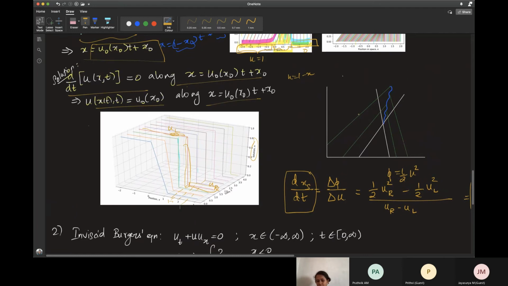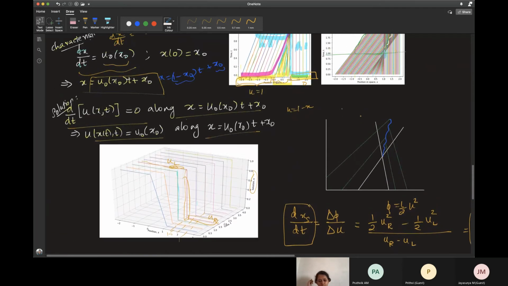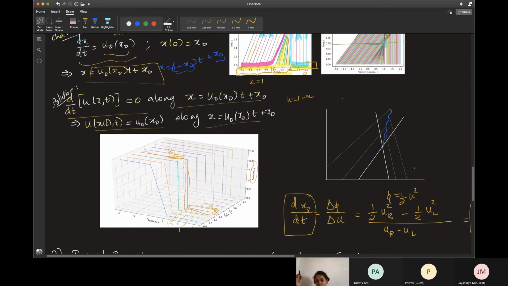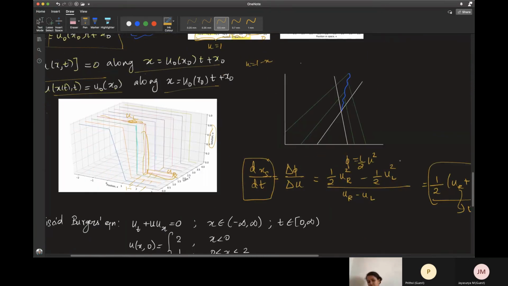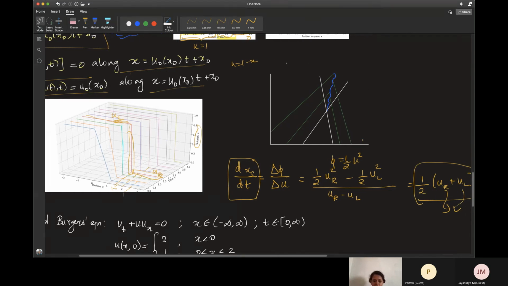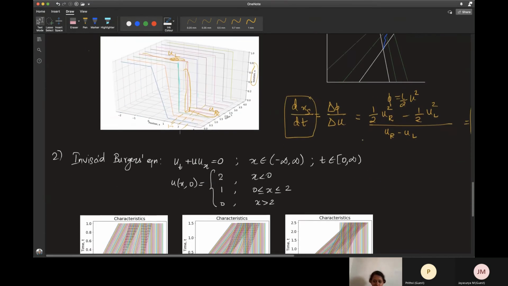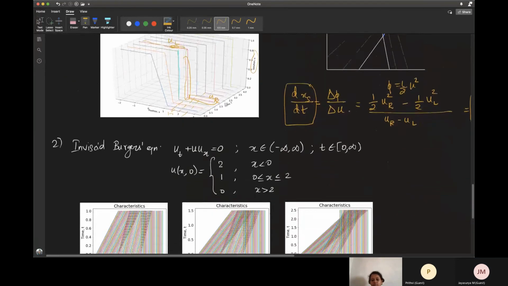So any doubts here? This example is a very simple one. If you have ur and ul to be functions of x, then the speed will not be constant. It will actually be different at different points. So any doubts? No, ma'am. Okay.